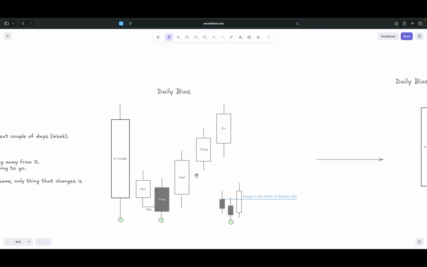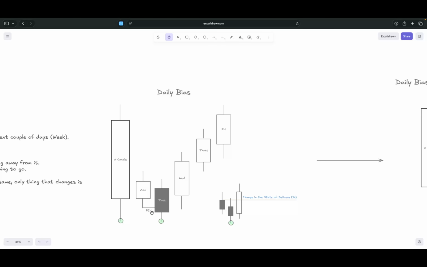Daily bias, right? So all we're looking for is a previous day low sweep, and the only exception to this is Monday. So let's just pretend this Tuesday candle was Monday. If Monday just opens lower, creates this low and gives us the change in state of delivery, which is our signature.